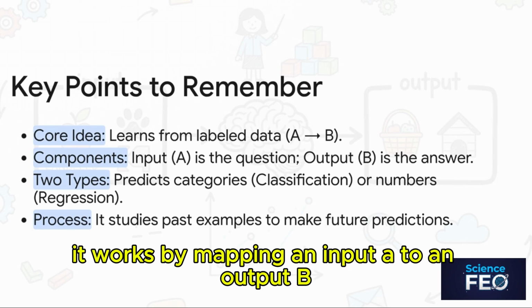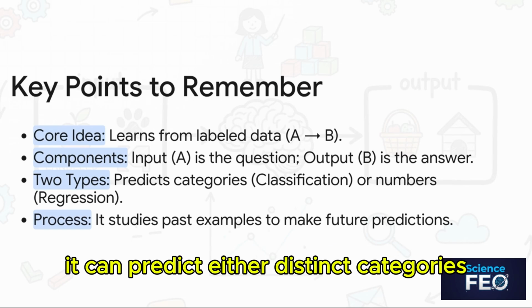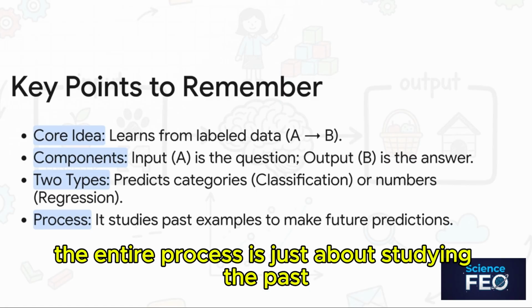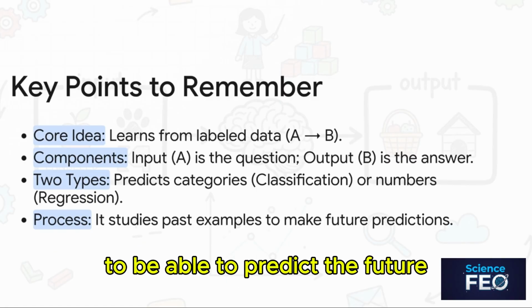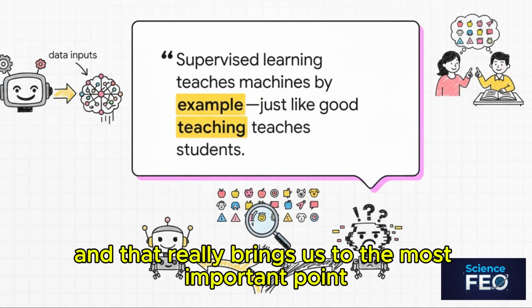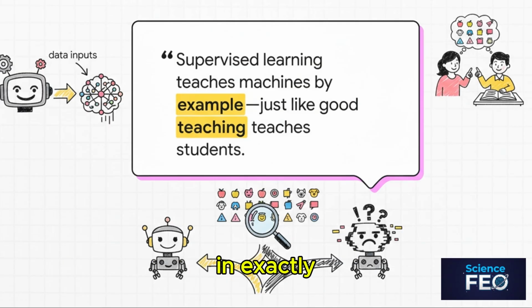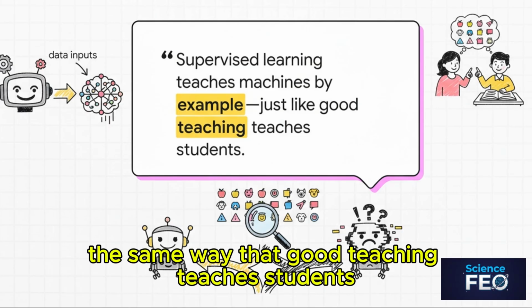It works by mapping an input, A, to an output, B. It can predict either distinct categories, like a multiple choice test, or specific numbers, like a fill in the blank. The entire process is just about studying the past to be able to predict the future. Simple as that. And that really brings us to the most important point. Supervised learning teaches machines by example, in exactly the same way that good teaching teaches students.